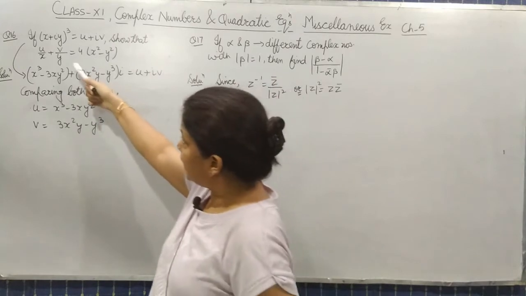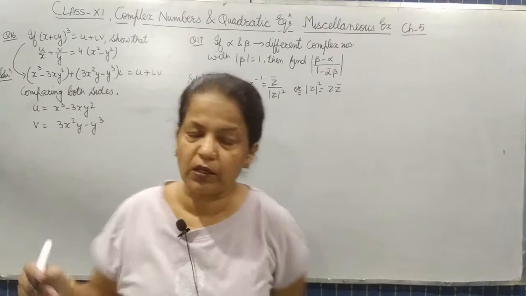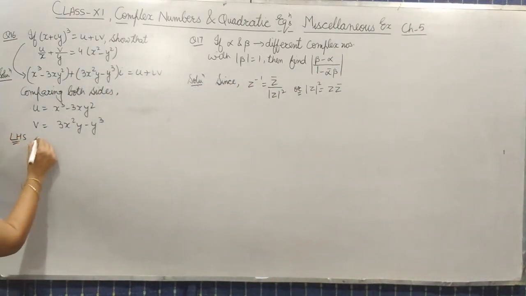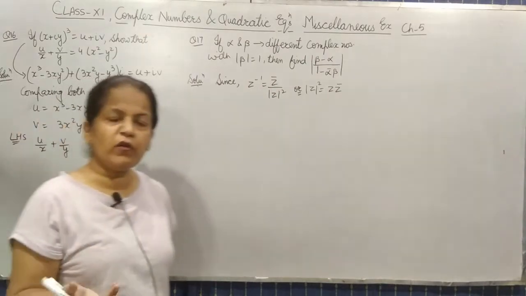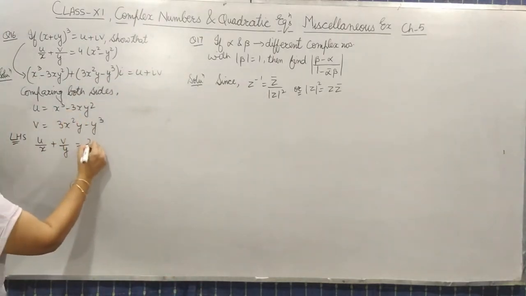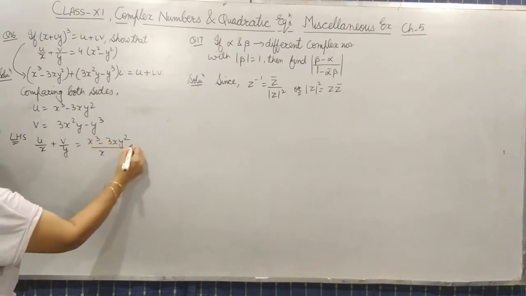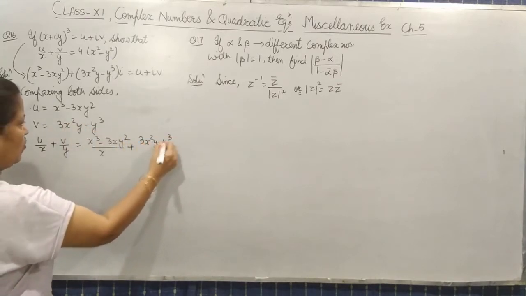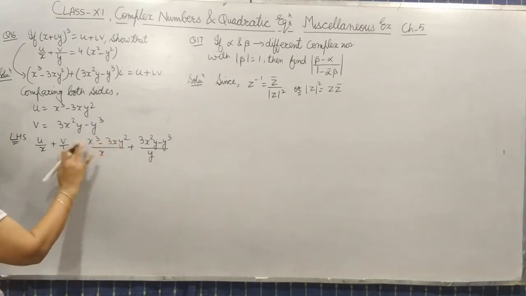Now the question is that you have to prove this equals this. So we will take the LHS of the question. LHS is u upon x plus v upon y. Now we will substitute the values of u and v over here. Let's see the result. u is x cube minus 3xy square upon x, plus v, 3x square y minus y cube, upon y. Now take x common.